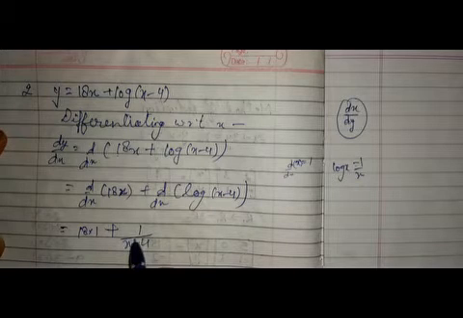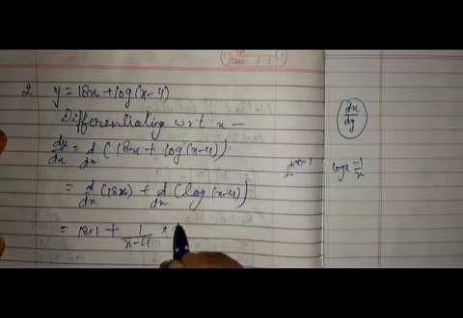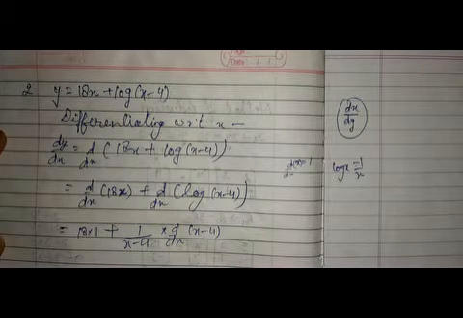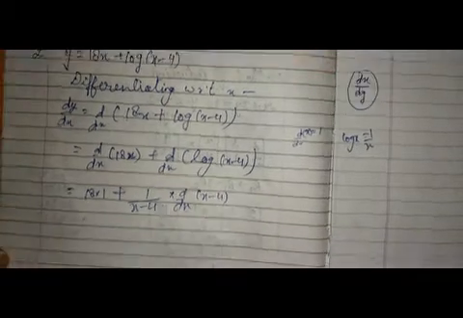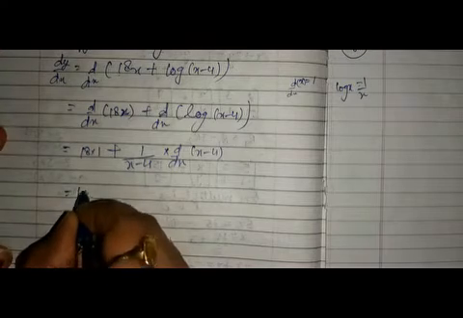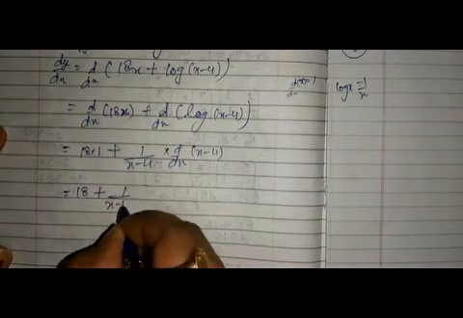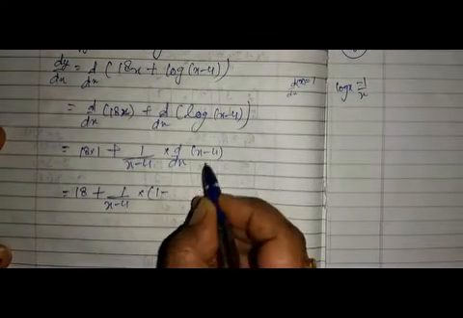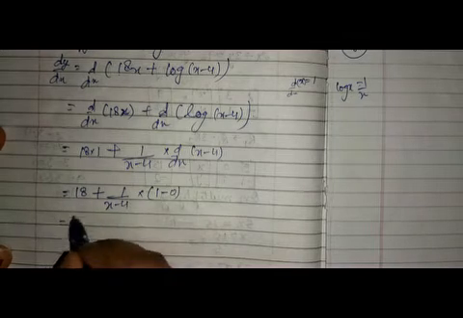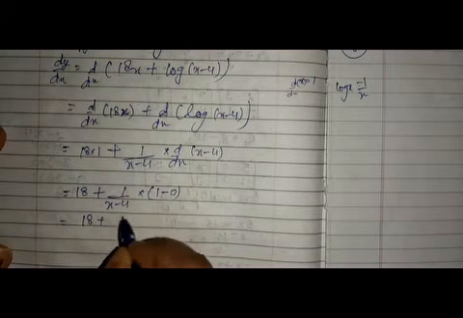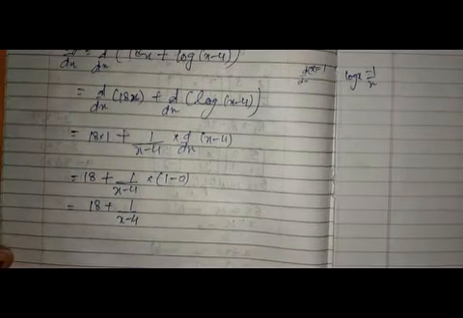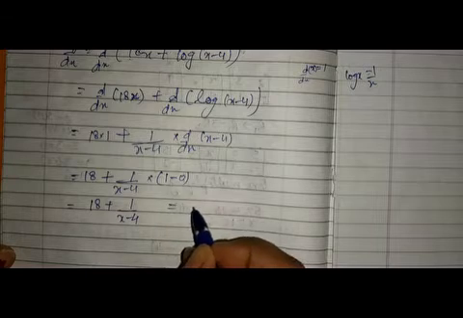But again this is a function of x. In place of x it is given x minus 4 now. So we need to differentiate this also. So we multiply by d by dx of x minus 4. Okay. Now see, 18 plus 1 upon x minus 4 into the derivative of x, which is 1, minus the derivative of 4, which is 0. So there is 1 only. So 18 plus 1 upon x minus 4. Okay.